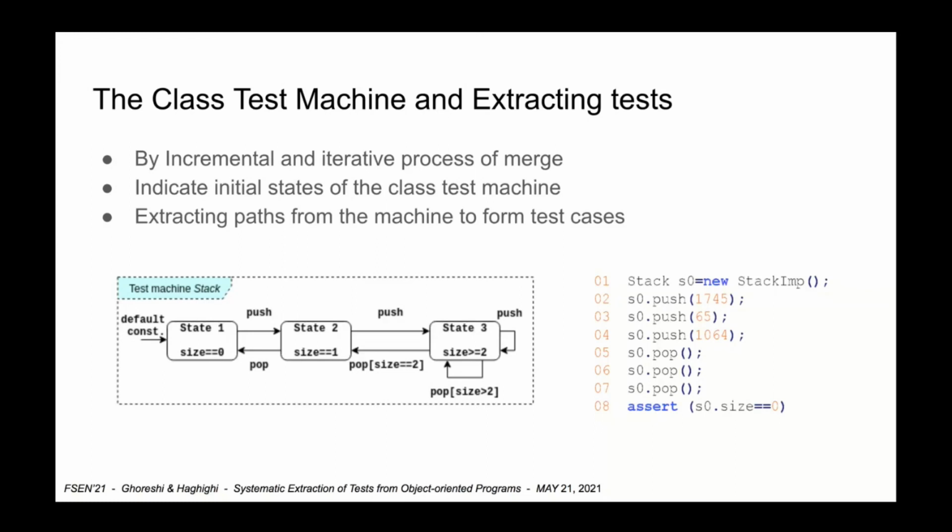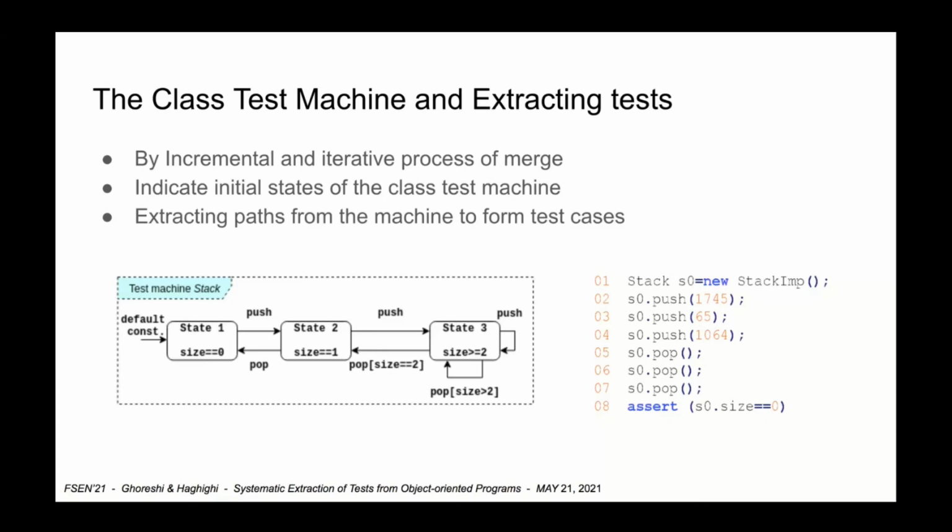Now we should indicate the initial state of the class test machine. For all states' conditions that hold when a sample object is created from different constructors, we add an initial transition to this state labeled with the related constructor name. Now each path in the test machine starting with any constructor initial transition is a test case.